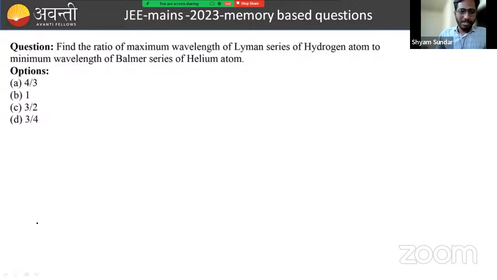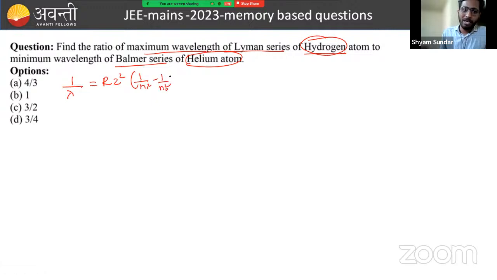Next question: find the ratio of the maximum wavelength of the Lyman series of hydrogen atom and the minimum wavelength of the Balmer series of helium atom. Many of you will calculate by putting this formula: 1 by lambda equals R Z square into 1 by N1 square minus 1 by N2 square.